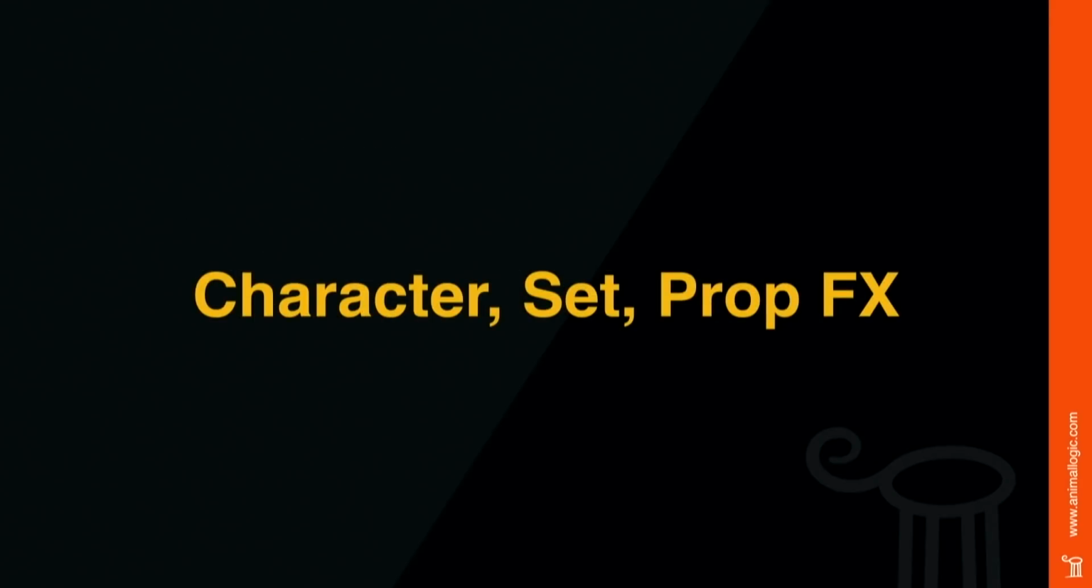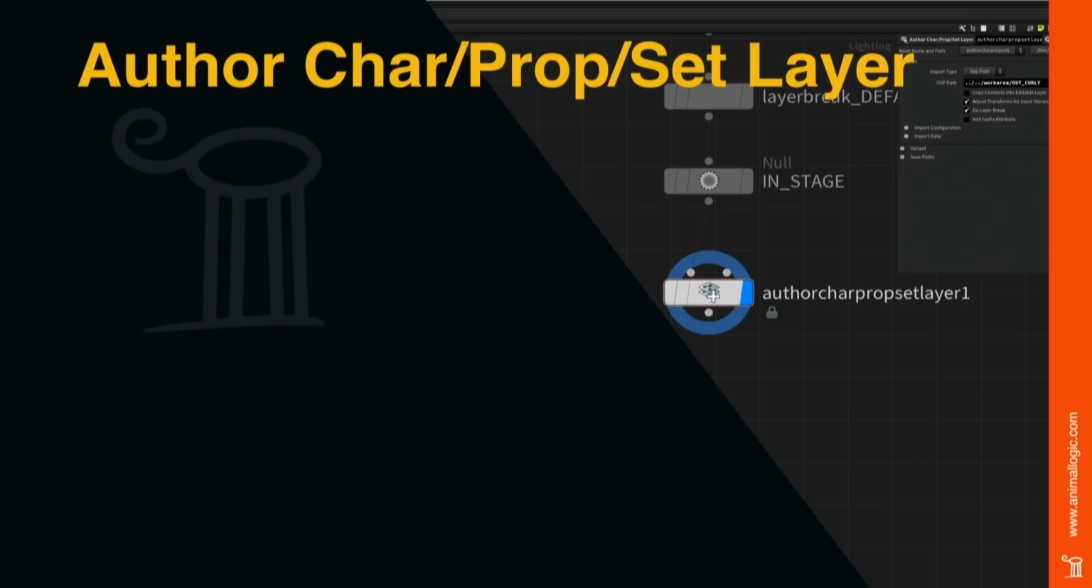So let's take a look at characters, set, and prop effects, or how we took something that already existed in a scene and overrode it. For every one of the different types, whether it's instances, effects, or the char prop set workflow, we had a Houdini digital asset. In our case, it was always author, what it was, and layer. So in this case, it's author char prop set layer.